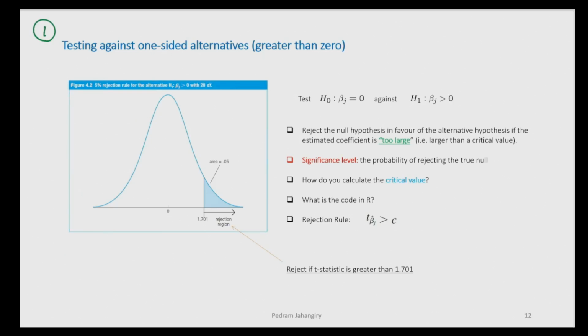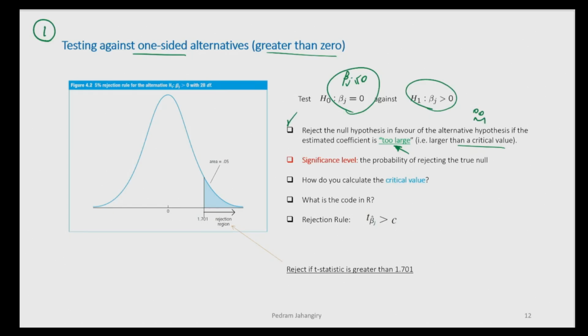So, testing against a one-sided alternative. Let's start with greater than 0. Imagine I want to test if beta j is greater than 0 against beta j less than or equal to 0. Again, we can use them interchangeably. It really doesn't matter. Okay. We are going to reject the null hypothesis in favor of the alternative. This is what we want, right? If t is too large, if your test statistic is larger than a critical value.